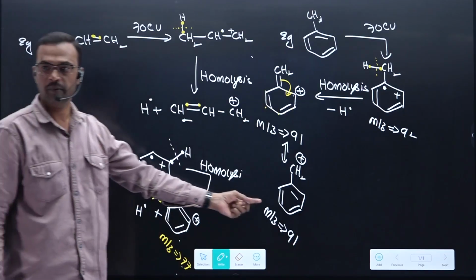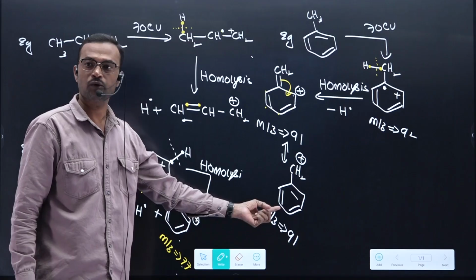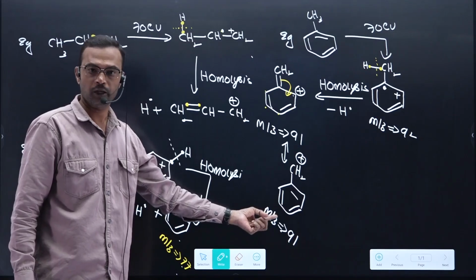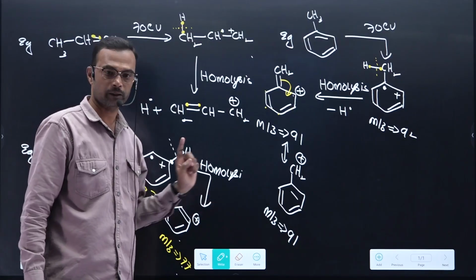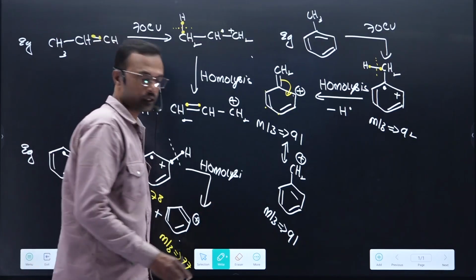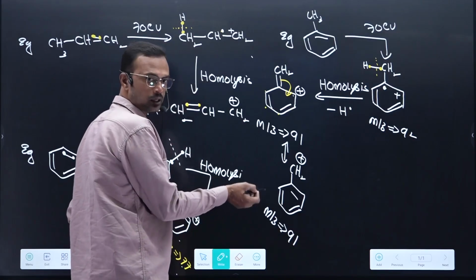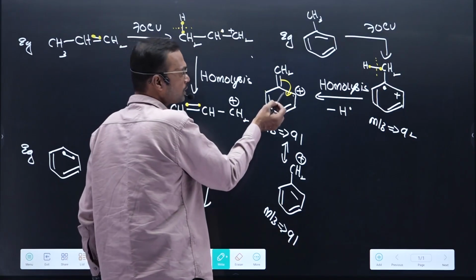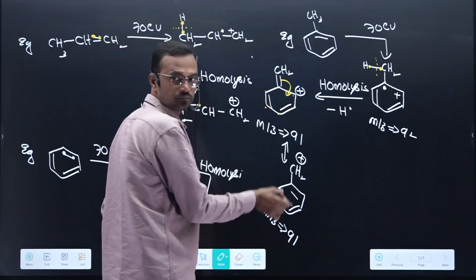What is this? Benzyl cation. What is this? Benzyl. Even for tropylium, tropylium also will get 91. Tropylium will be obtained from this molecule only. So this molecule, on rupturing, you will get tropylium. I will explain later, but right now remember, after getting this one, if this double bond migrates inside, you will get 91. Both are the same.